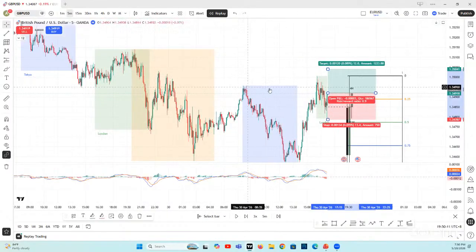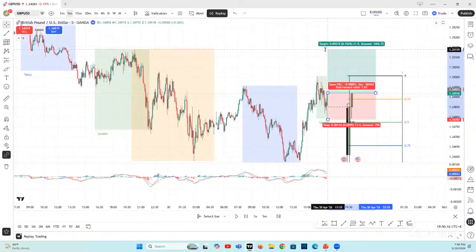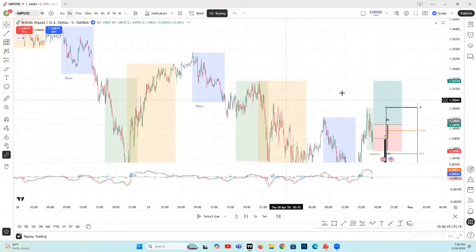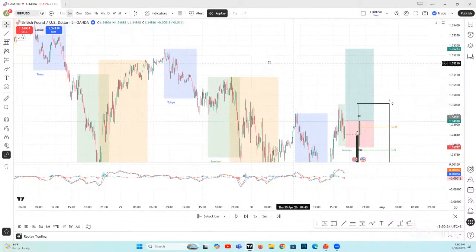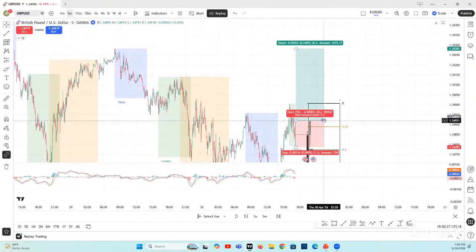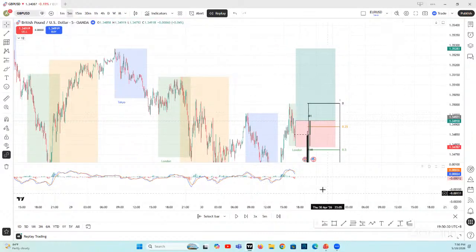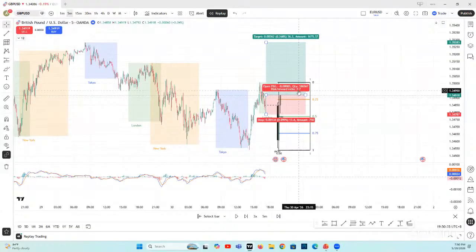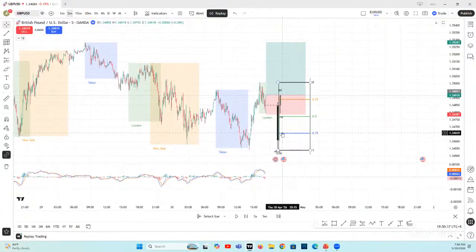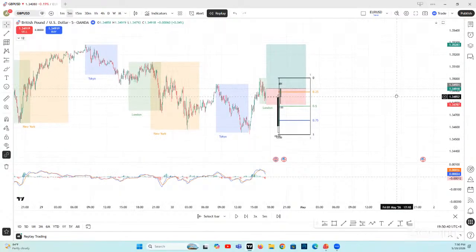What will you target? We already reached Asia's high. We will target this or this, Asia's high there. What is your risk to reward ratio? 1 is to 2.7, which is not bad. It is better than 1 is to 1. I never trade 1 is to 1 risk to reward. At least 1 is to 2 and higher.